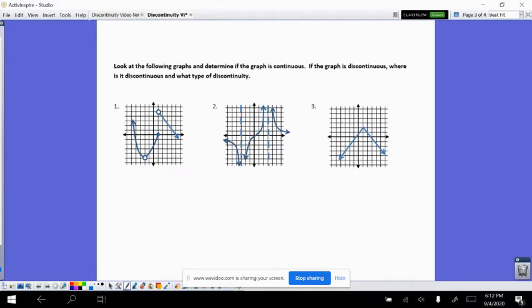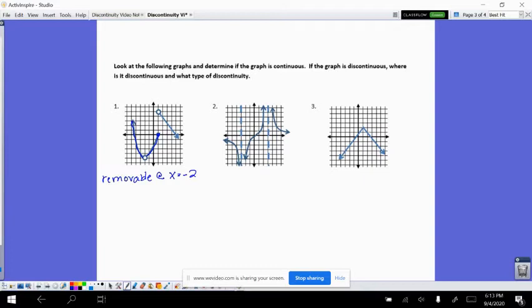In number 1, we're tracing our graph. We come down here and we have to skip over just this single value. It's been removed from the graph. That's our hole. So we're going to say there is a removable discontinuity. And we want to be specific about where it is. It's always an x value, at x equals -2.